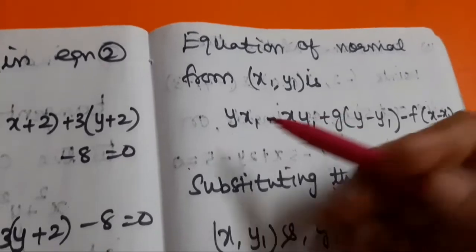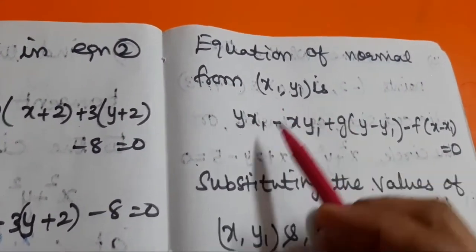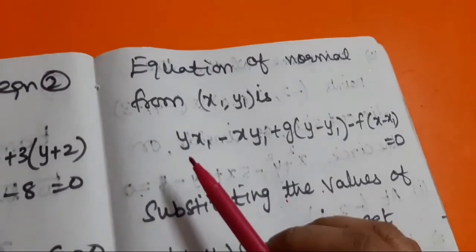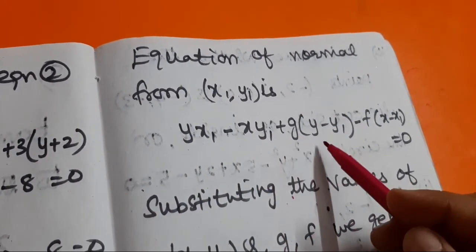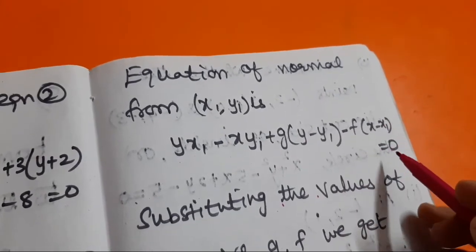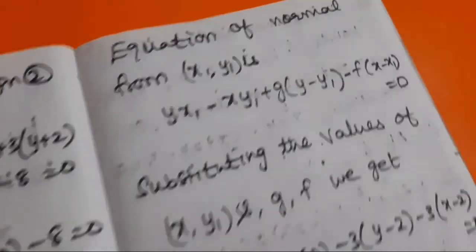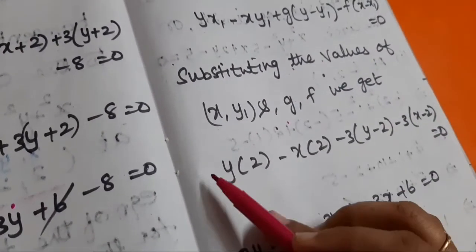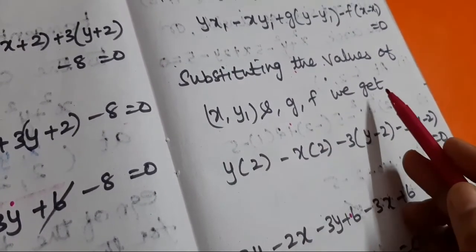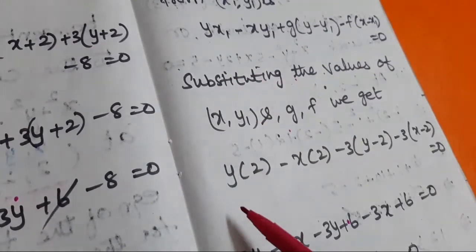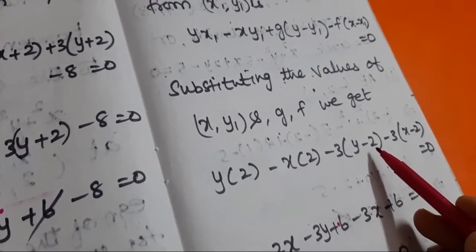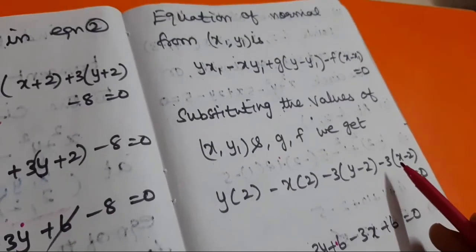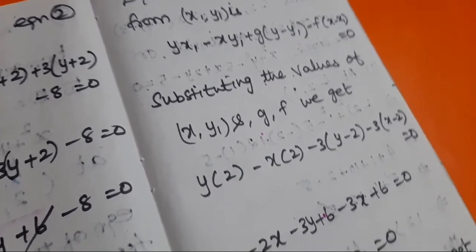Now I want to find out the normal equation. The normal equation at (x1, y1) will be of the form y x1 minus x y1 plus g into y minus y1 minus f into x minus x1 is equal to 0. Now we substitute all the values of x1, y1, g, f in this equation. So y into 2 minus x into 2 minus 3 into y minus 2 minus 3 into x minus 2 is equal to 0.